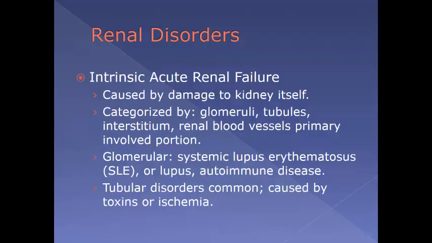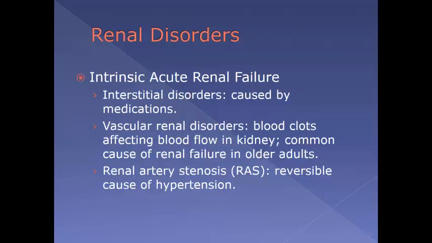And then with your intrinsic, this is, of course, damage to the kidney itself. This could be a glomerulus failure, or from the tubules, the interstitium, or the blood vessels. It all just depends on what part of the kidney is failing. With the glomerular, usually this is like systemic lupus or an autoimmune disease that destroys the kidney tissue. Your tubular disorders are usually caused by toxins like acetaminophen overdoses, or ischemia with poor blood flow to it. Your interstitial disorders are usually caused by medications, and your vascular disorders are usually blood clots or stenosis of the renal artery due to hypertension.